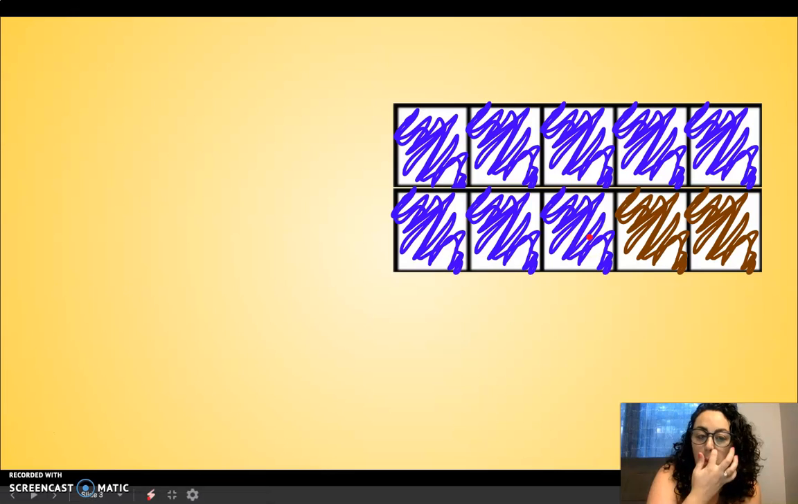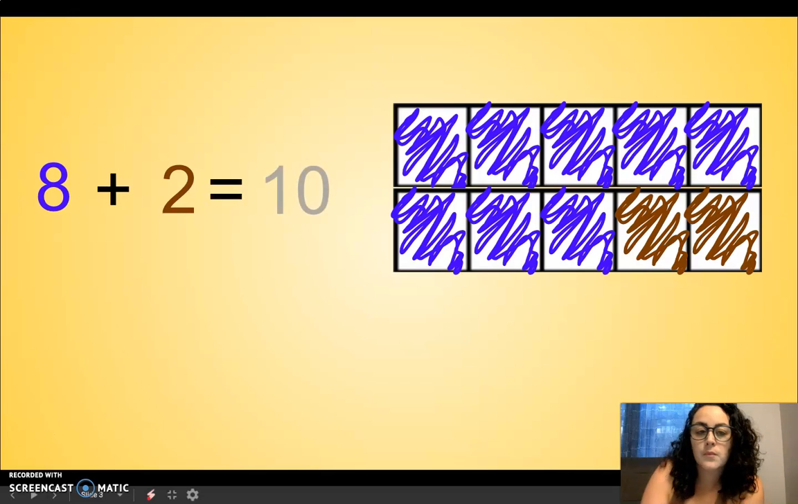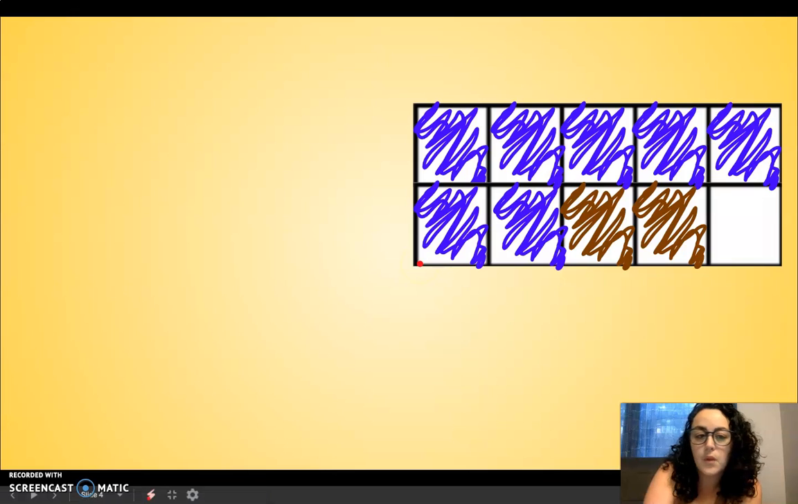Let's look at another example. So we've got our tens frame. Part plus part equals whole. What will our addition sentence look like? 8 plus 2 equals 10 because there are 8 blues, 2 browns, 10 altogether. 10 is the whole.